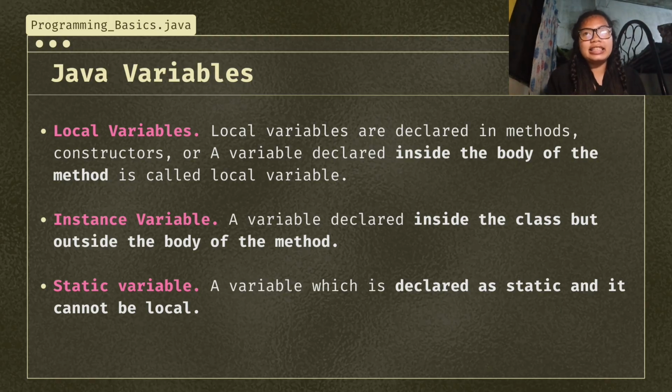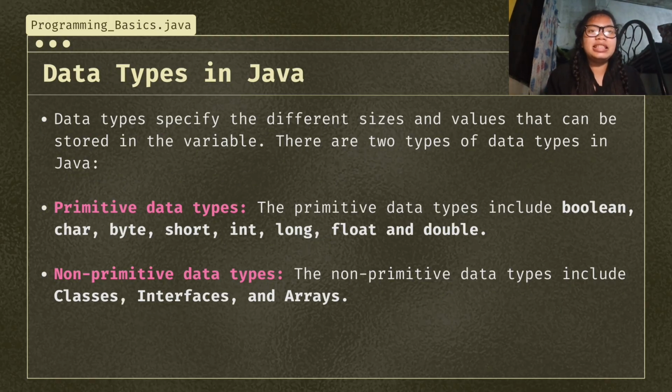And let's go to the last topic for the programming basics, which is data types in Java. Data types tell Java what kind of value a variable can hold. Every variable must have a data type, like choosing the right container for the right item. There are two types of data types in Java. First is the primitive data types. These are the basic building blocks of data in Java. They store simple values directly in memory, with fixed size and behavior, fast and efficient.